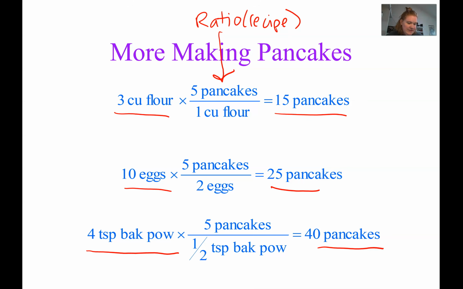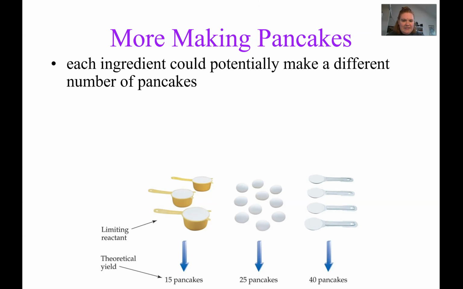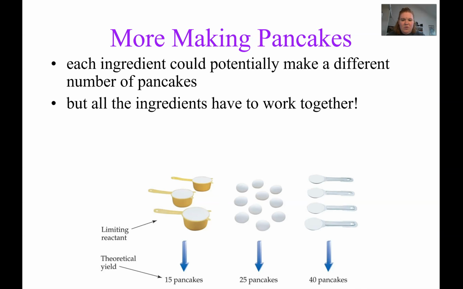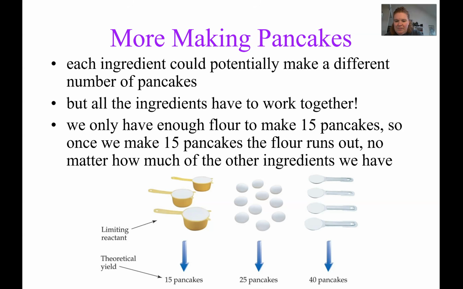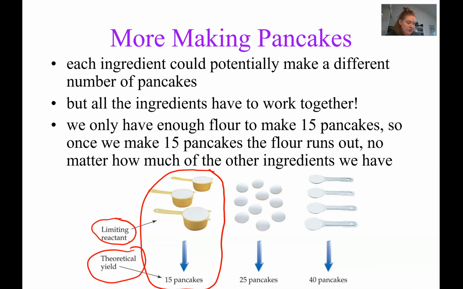Now, the question though is, how many pancakes can we really make? So we can't just make 40 pancakes because we have enough baking soda to make them. We can only make 15 pancakes because once we make 15 pancakes, the amount of flour we have is going to run out. So there's 2 new terms on this slide, limiting reactant and theoretical yield. So we're going to talk a little bit more about those 2 and add in a couple more terms for us.